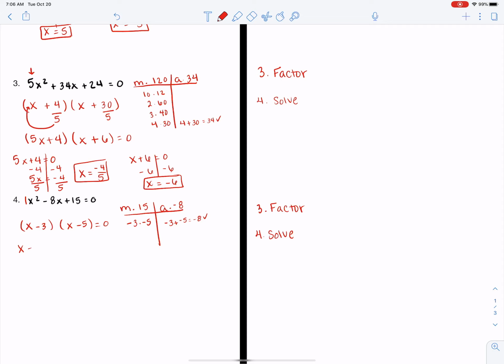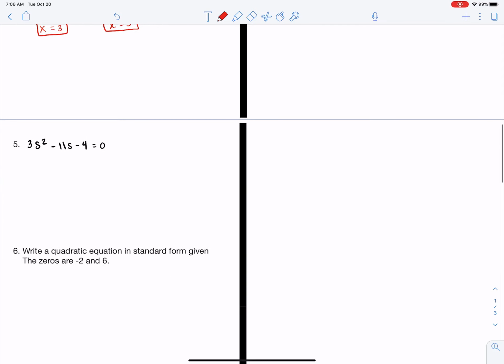So x minus 3 equals 0. x minus 5 equals 0. Solve for x. Add 3, x equals 3. Add 5, x equals 5. Okay? Next one. Example 5.